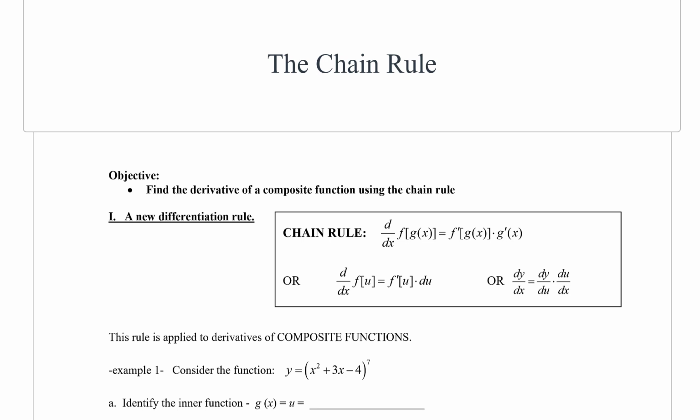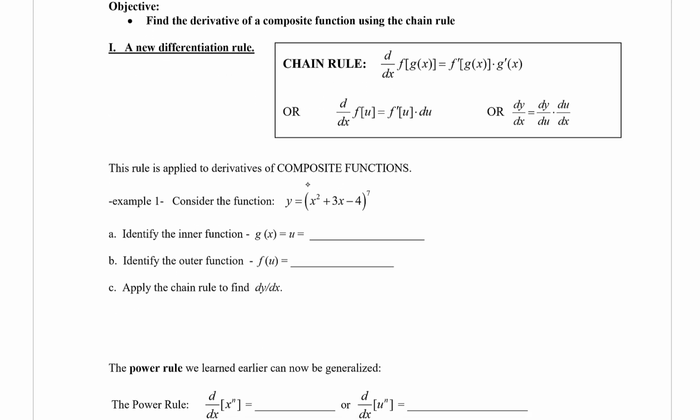Another way we could write the same rule would be the derivative with respect to x of f of u equals f prime of u times du. Or another way we could write the same rule would be dy/dx equals dy/du times du/dx. This rule is applied to derivatives of composite functions.